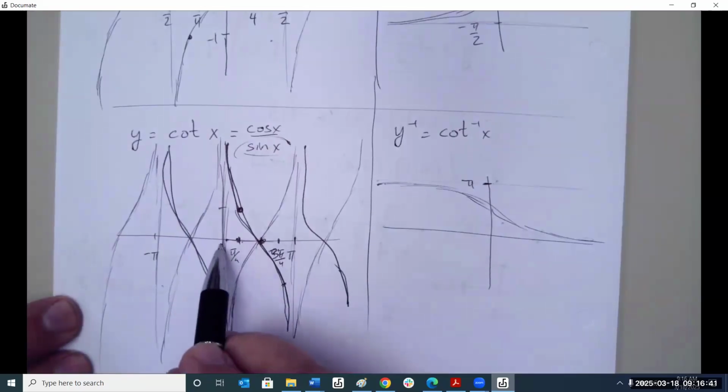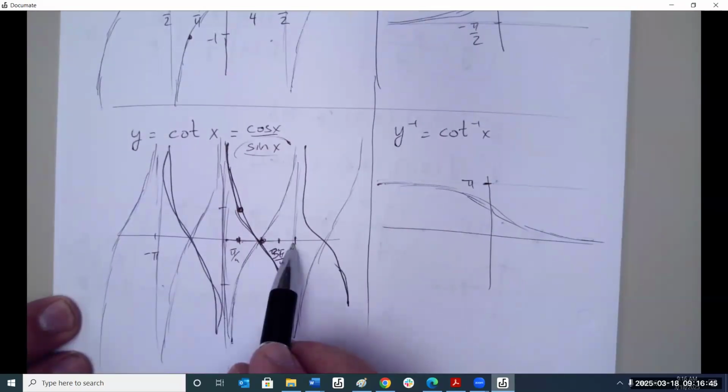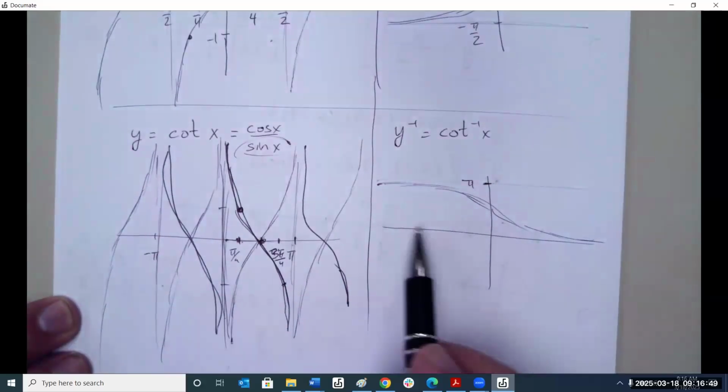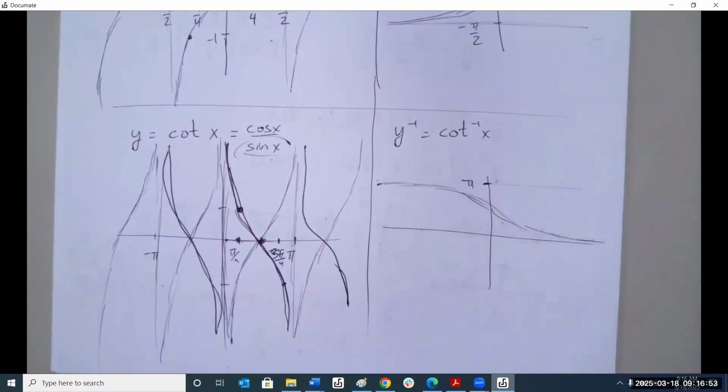Again, same thing. The domain of the cotangent function is from 0 to pi, and the range is positive, negative infinity. So that means it's positive, negative infinity on the range and 0 to pi on the domain.